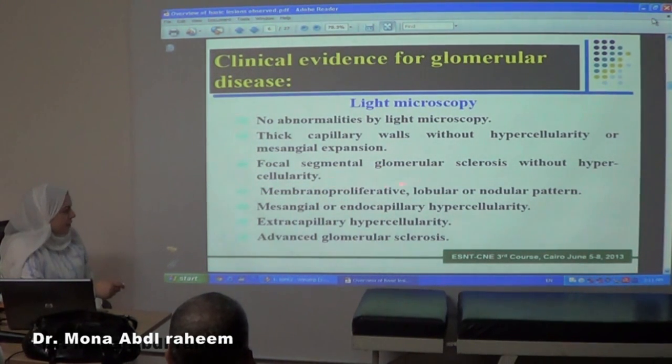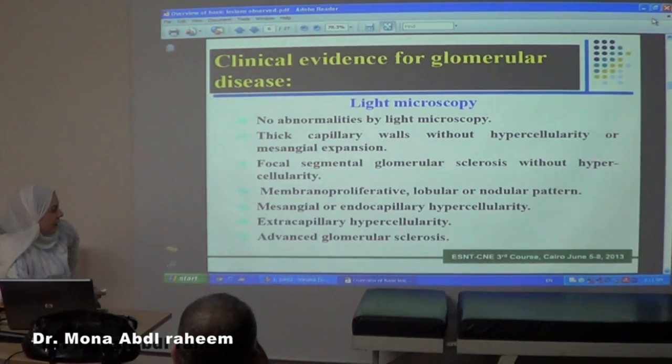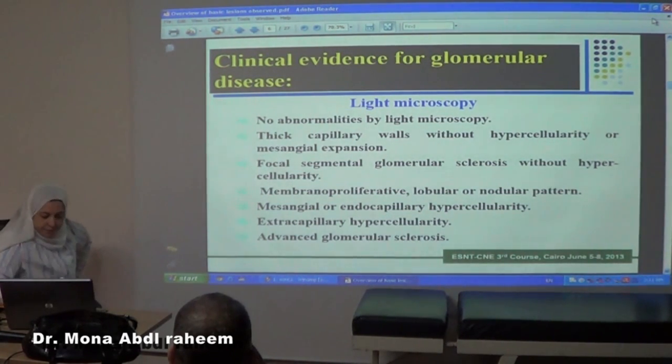So from this group of disease, we have combined pathology: membranoproliferative glomerulonephritis, which may be either classic membranoproliferative, or it may have some lobular or nodular pattern. Next pathology that I can encounter in the biopsy is mesangial or intracapillary hypercellularity, increase in cell number without abnormality of the membrane. Next lesion we can find extracapillary hypercellularity.